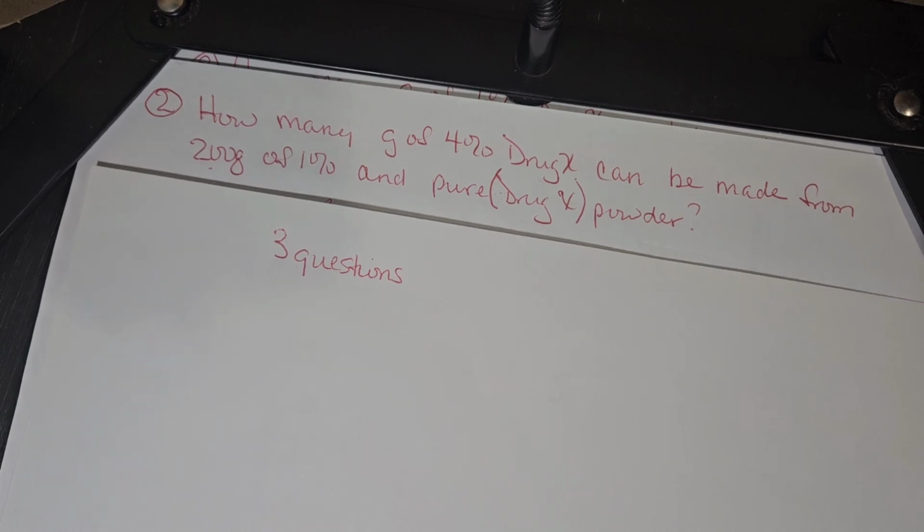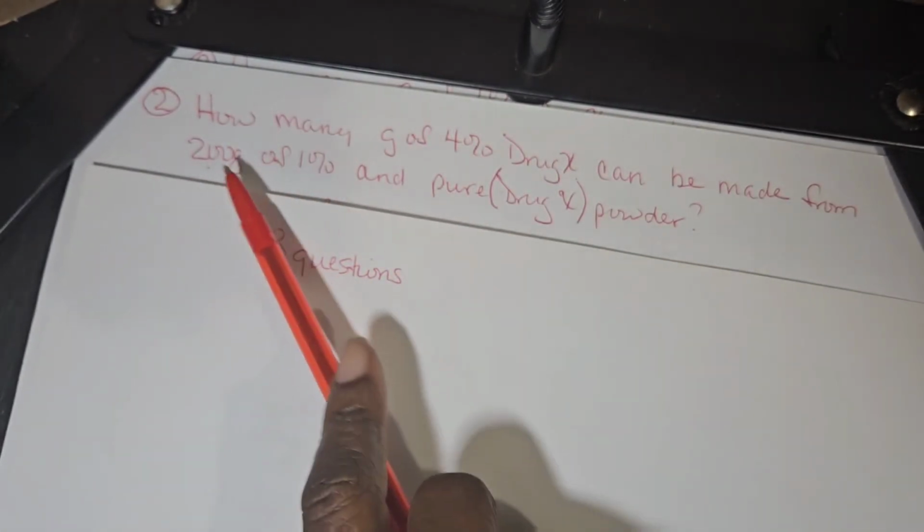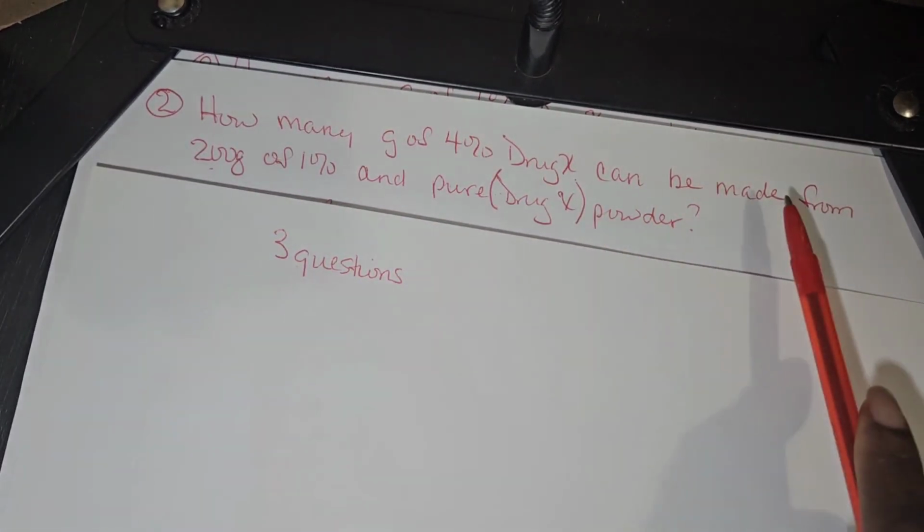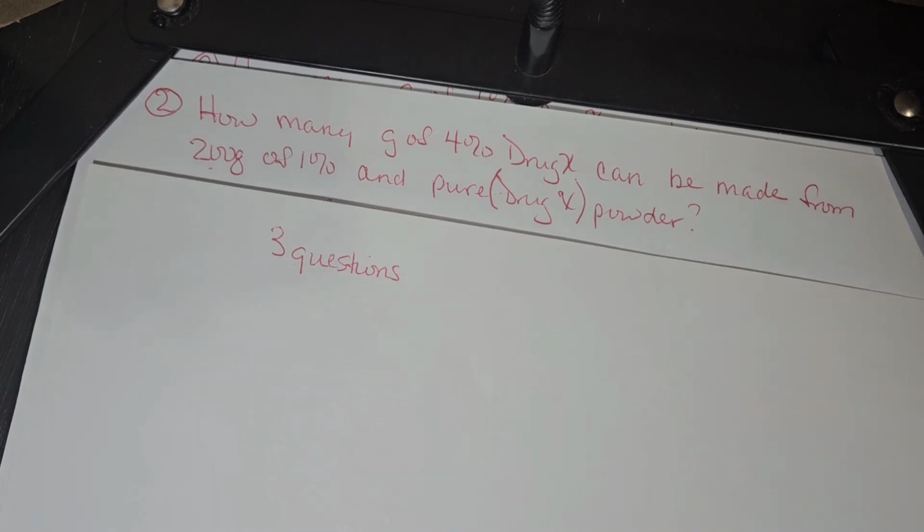Question number one: Do I have two strengths of the same ingredient and I need to make a third? Question number two: Does this third strength numerically lie between the other two? And question number three: Do I know what my final amount is? So let's start with question number three. We don't know what our final amount is, as evidenced by the words "how many grams can be made," right? So we don't know how much we're going to end up with.